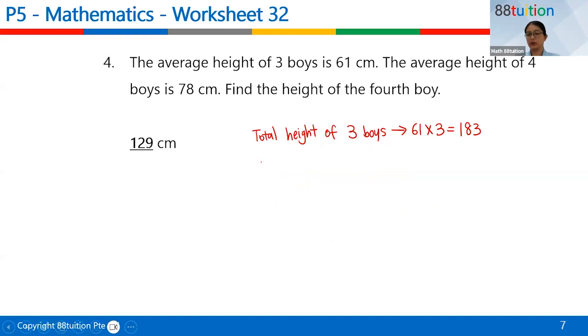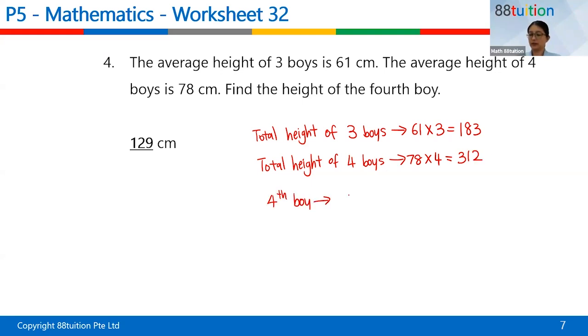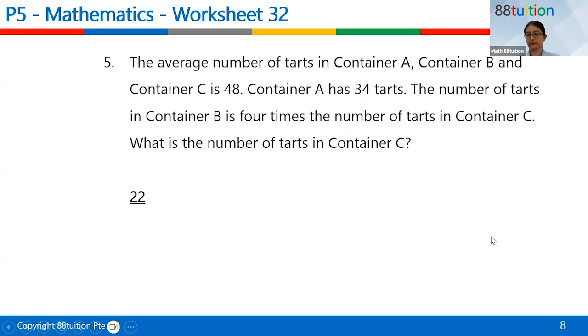The average height of 4 boys is the total height of 4 boys. So the 4th boy, we just take this one minus this one. Yeah. Next one.